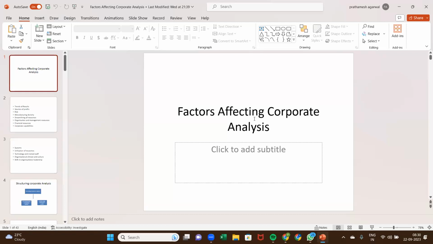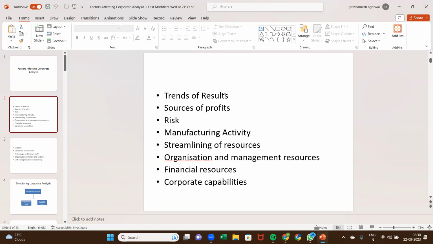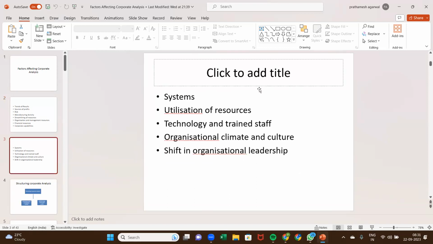Now, factors affecting corporate analysis or the internal environment. Okay, what are they? We have trends of results, sources of profits, risk, manufacturing activities, streamlining of resources, organization and management resources, financial resources, and corporate capabilities. Now let's see.